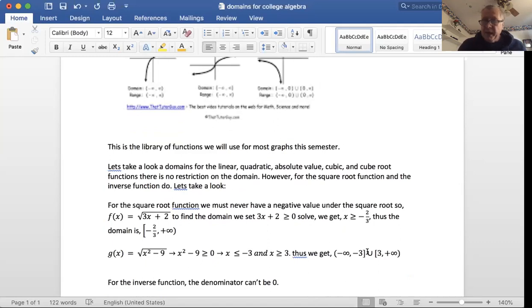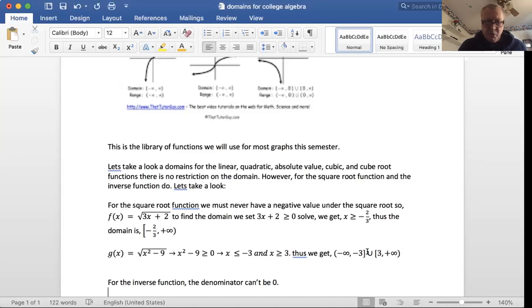Let's take a look at some domains and ranges. Okay, linear, quadratic, absolute value, cubic, cube root functions, again, have no restriction on the domain or on the range, other than the basics. So in other words, where it starts. Okay, so with the quadratic function or with the absolute value function, in standard, they start at 0 and go upward for the range. Okay? However, the square root function and the inverse function do. Let's take a look. So for the square root function, we cannot have a 0 in the denominator.